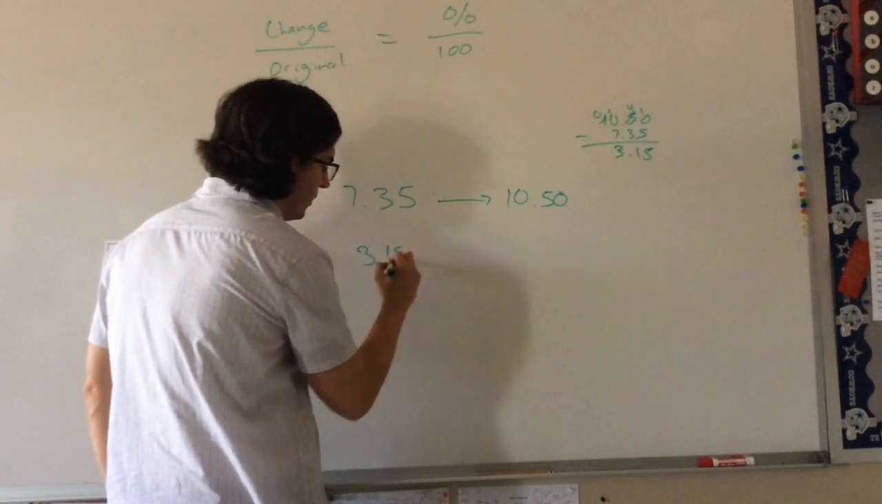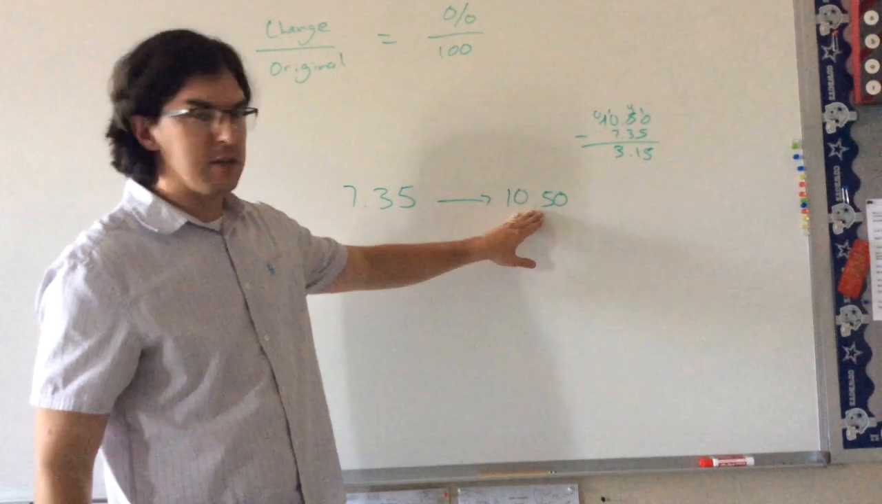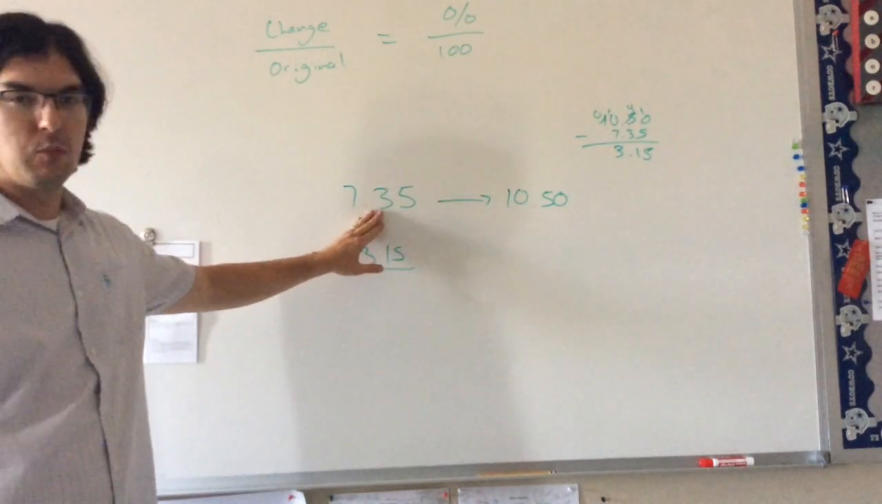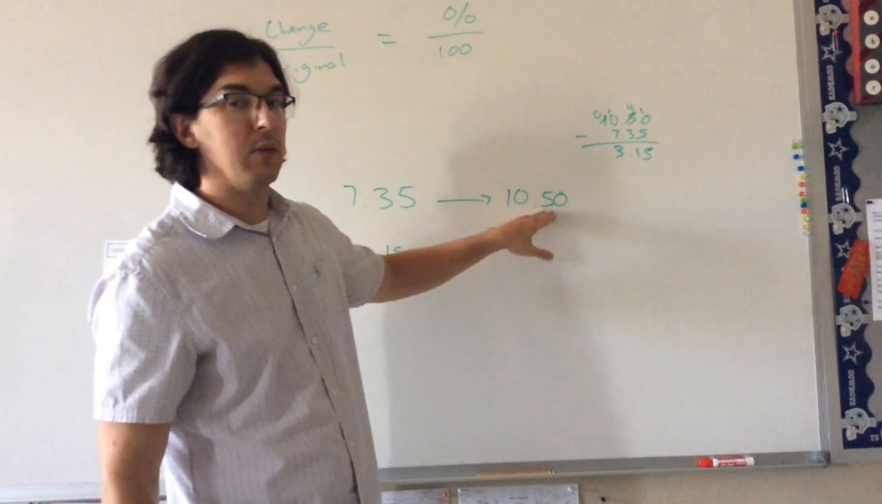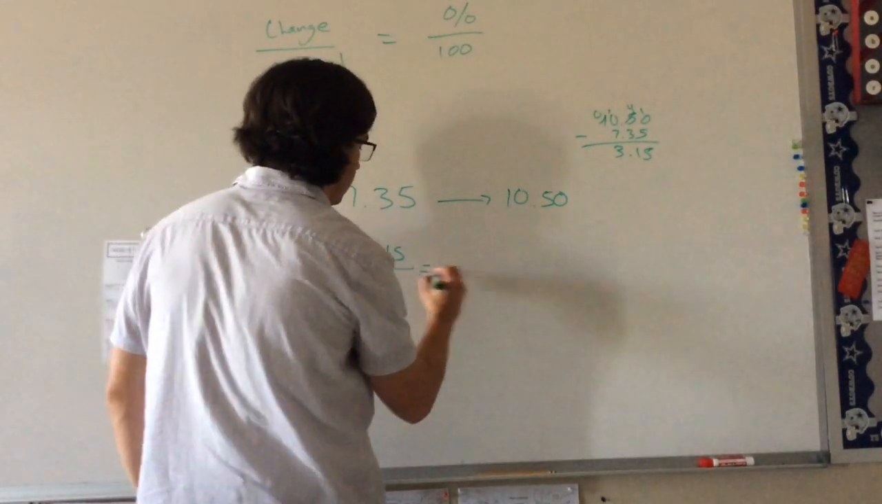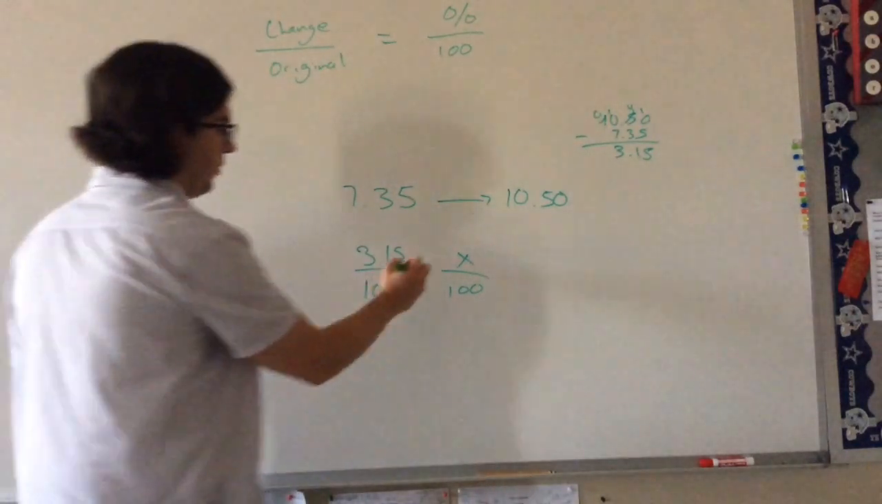But what I want you to see is this is not the original price. The original price is $10.50 because that was the price before we did the sale, before we used the coupon. So the original price is the price that we had before we got the discount. So that's gonna be 3.15 over 10.5 is equal to X over 100. Now once again, we're gonna cross multiply and divide.